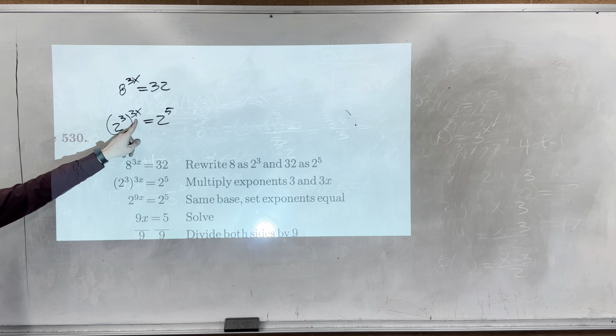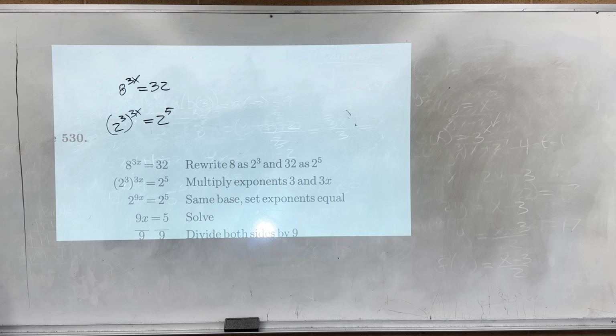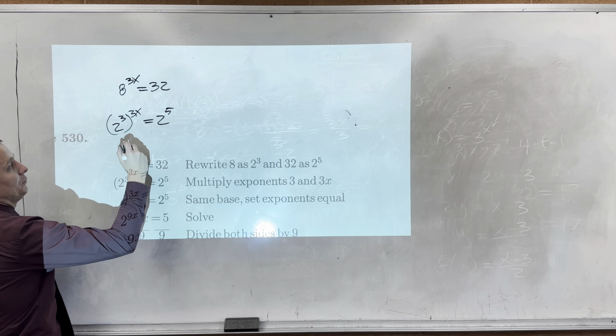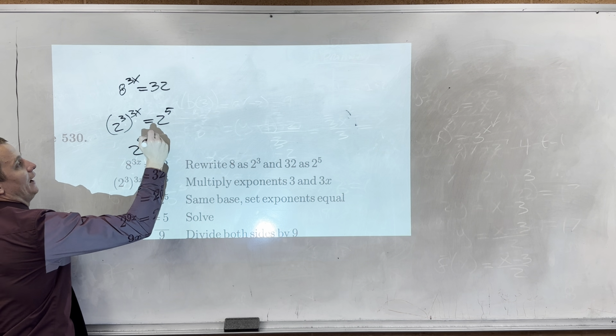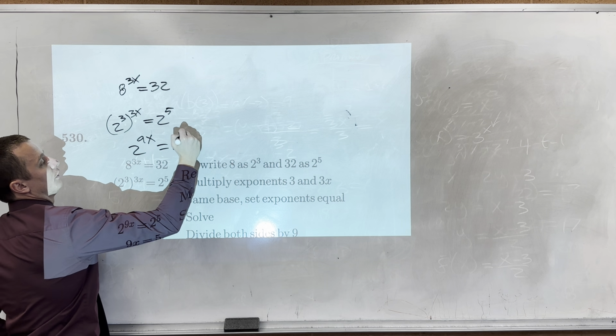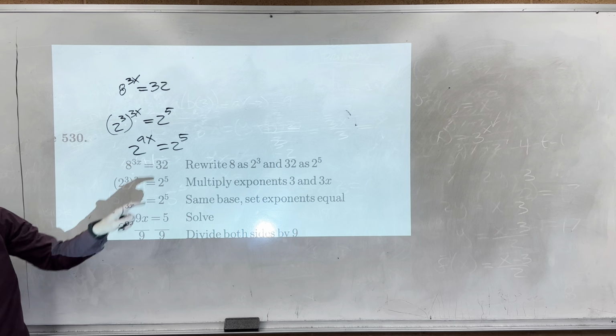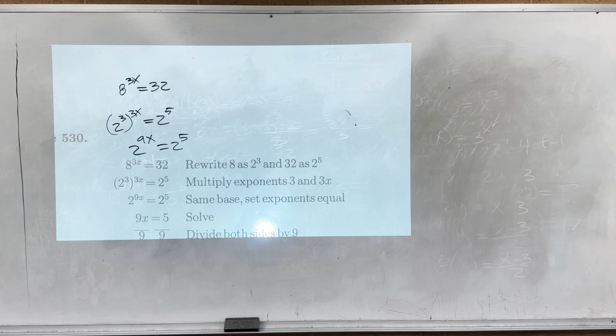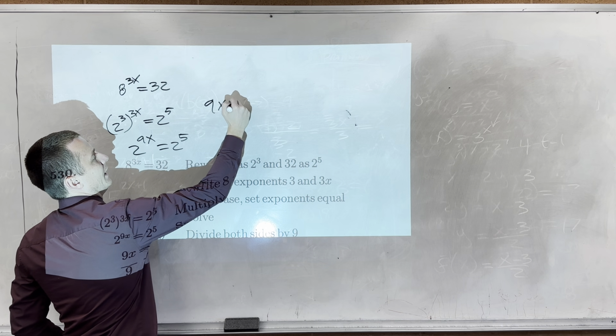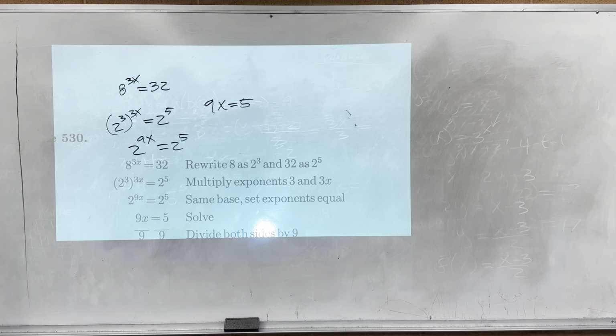Now remember our exponent rules. An exponent to an exponent, you just multiply them. So this is the same thing as 2 to the 9x is equal to 2 to the 5. Now, if 2 to the 9x is equal to 2 to the 5, 9x has to equal 5. So 9x is equal to 5. Let's try this again. 9x is equal to 5.